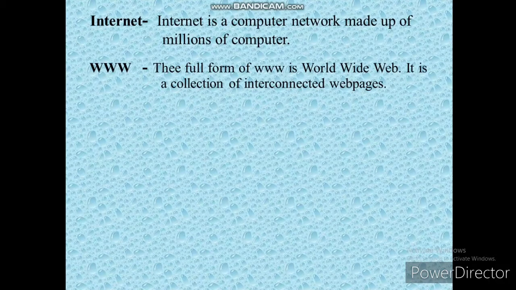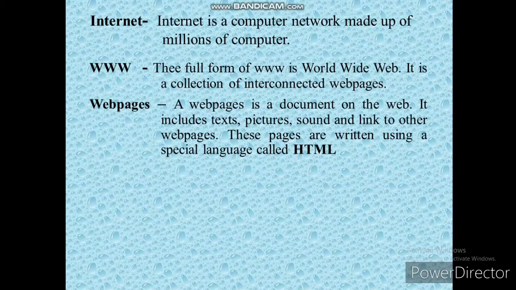WWW. The full form of WWW is World Wide Web. It is a collection of interconnected web pages. Web pages. A web page is a document on the web, just like a page in a Word document. It includes text, pictures, sound, and links to other pages. These pages are written using a special language called HTML.